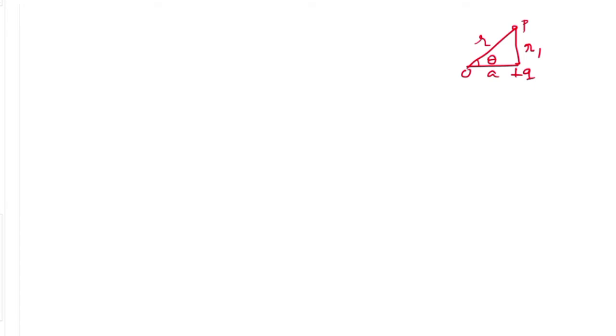கொசைன் லா என்னன்னா, ஒரு ட்ரையாங்கிளில் 2 சைடுக்கு நடுவில் இருக்கிற ஆங்கிள் இருக்குது அப்படின்னா 3வது சைடை கண்டுபிடிக்கிறோம். For example, இது a, இது b, இது c-னு வச்சுங்க. அப்படி வச்சுட்டீங்கன்னா a square equal to b square plus c square minus 2bc cos theta. இதுதான் cosine law.